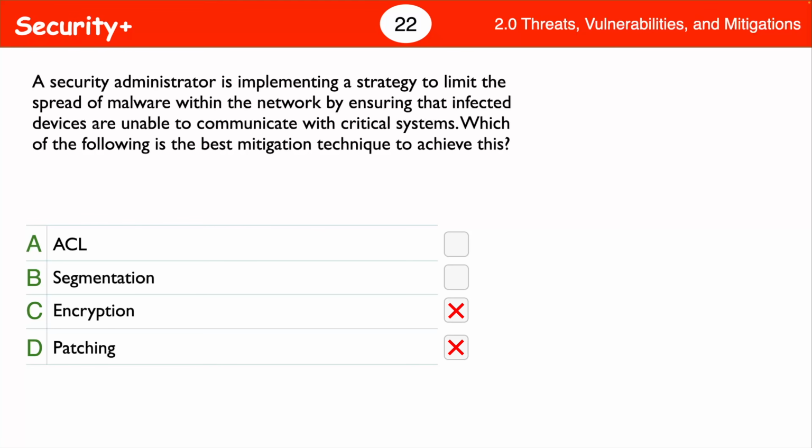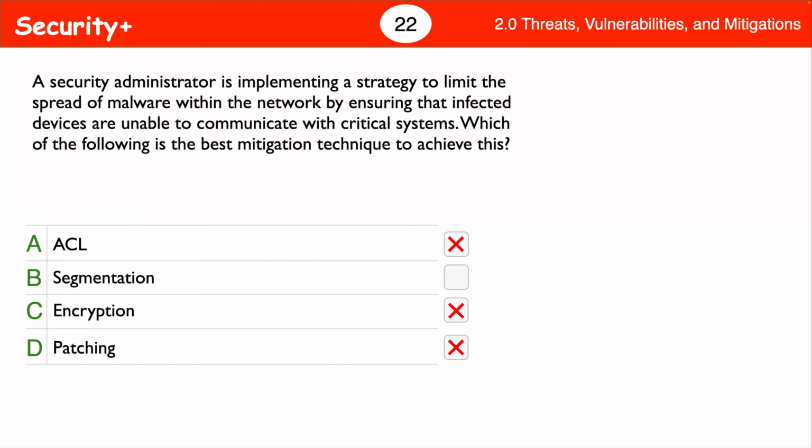So that leaves us with A, ACL, or B, segmentation. Let's go back to a key phrase for this question, and that is limit the spread of malware. That's key here. With that said, we can eliminate A, ACL, which is access control lists. ACLs can restrict traffic based on rules, but they are more focused on permissions and access control rather than stopping the spread across the network.